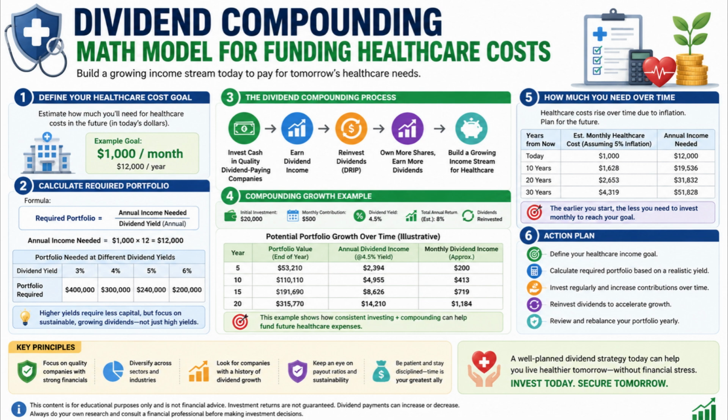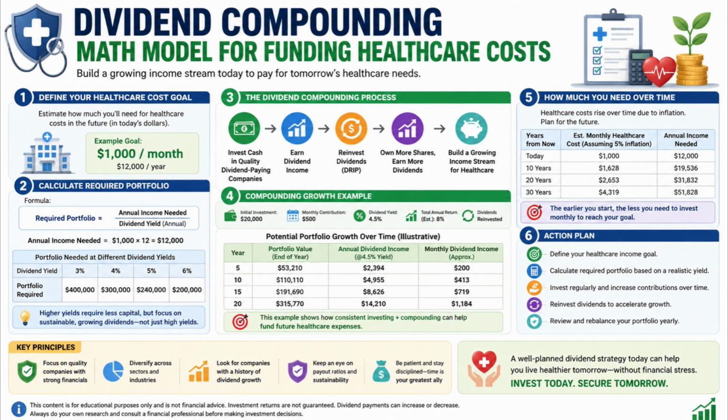First, we define the healthcare cost goal. In this example, the target healthcare income need is $1,000 per month. To convert this monthly amount into an annual income target, we multiply $1,000 by 12 months. This gives us $12,000 per year. In simple terms, the portfolio would need to generate about $12,000 in annual dividend income to support this healthcare cost target.